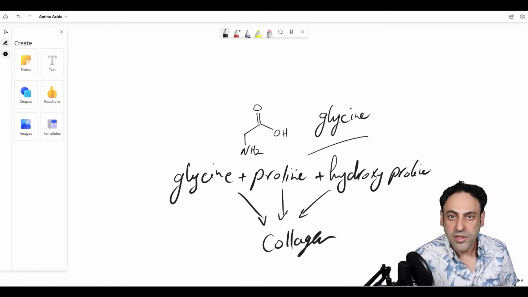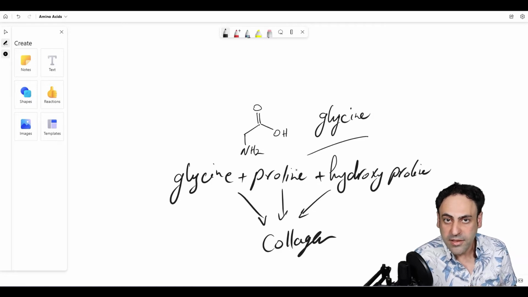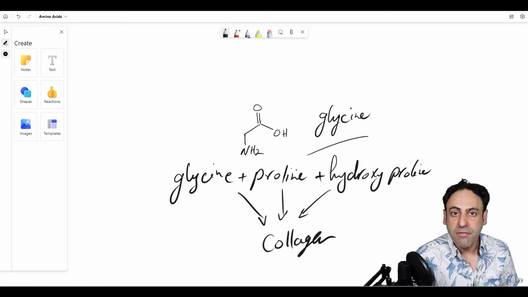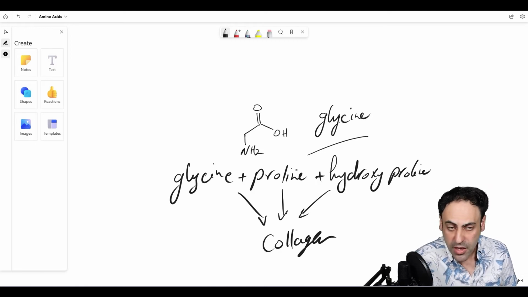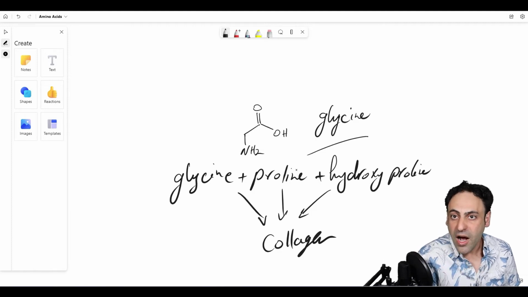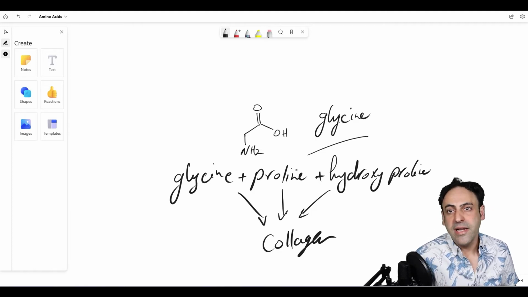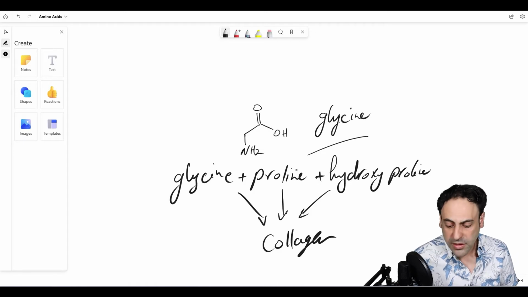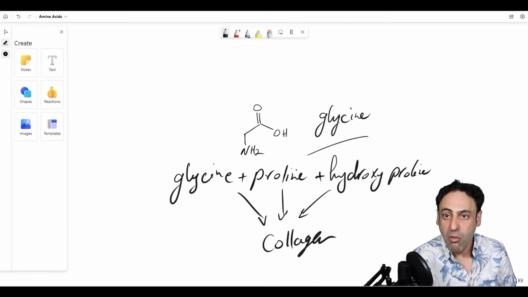Type 2 collagen is found in intervertebral discs. Basically, it acts like a cushion. Type 3 collagen is found in the skin and the blood vessels. And type 4 is found in the lens of the eyes and the inner ear area. So this is what makes glycine so important.